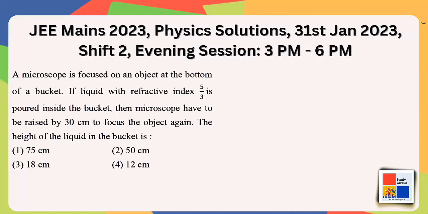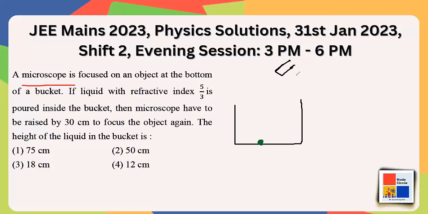Okay. So basically, the word microscope is written in the question just to confuse you. There is no use of the microscope formula or anything like that. So what is happening here? There is a bucket kept here, and one object was here at the bottom. And this object was being observed by a microscope. Let's say the microscope was here like this.